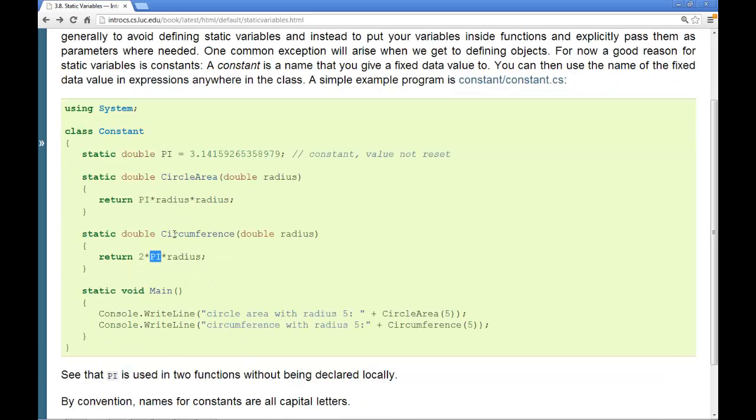One other thing, this is not something that the compiler depends on, but a convention is that constants, things that are only defined and given a value once, whose value is not reset anywhere in this program, such constants are written all in capital letters, capital P, in this case, capital I.